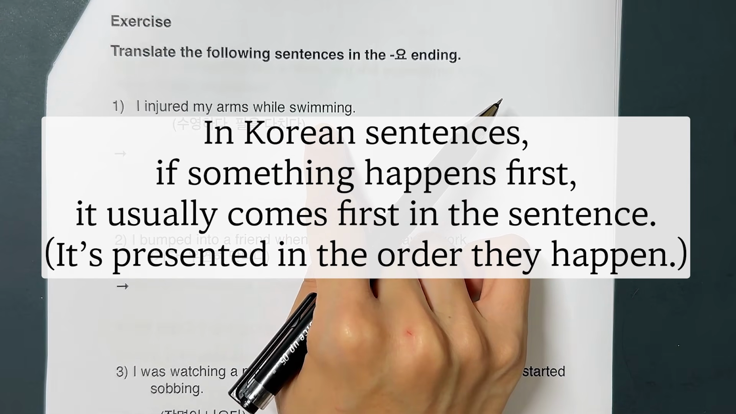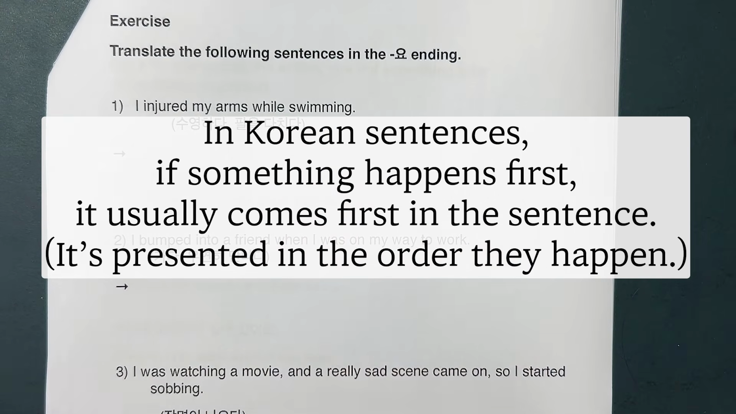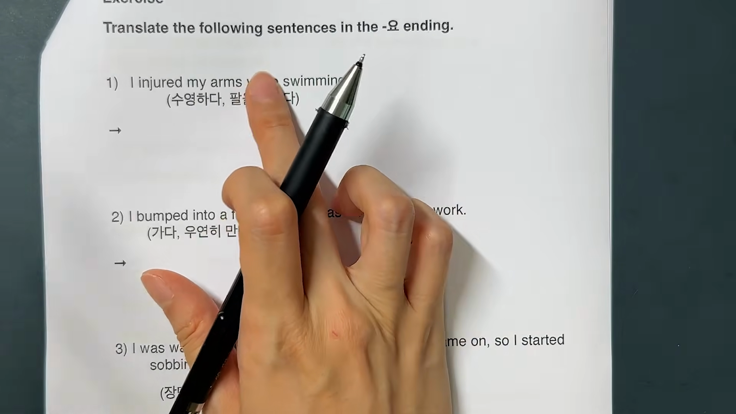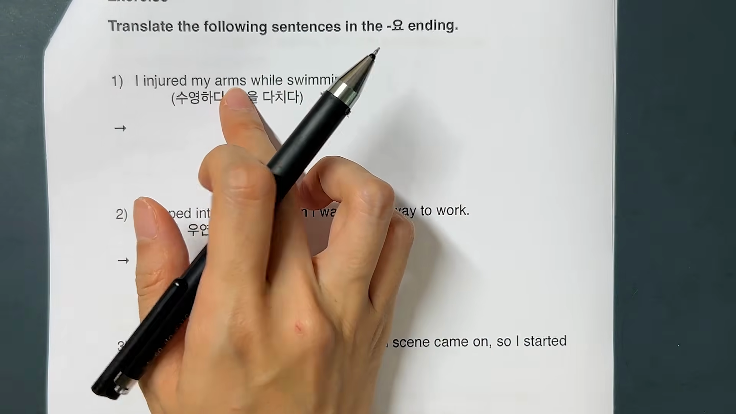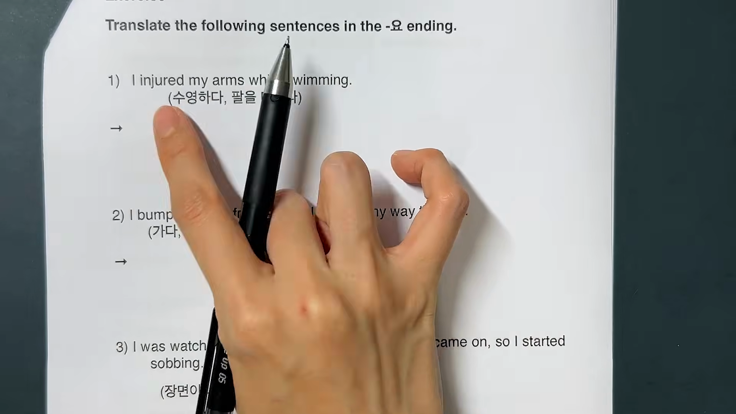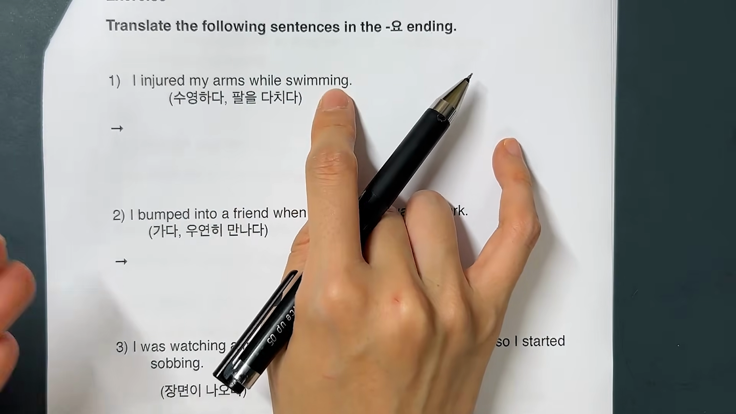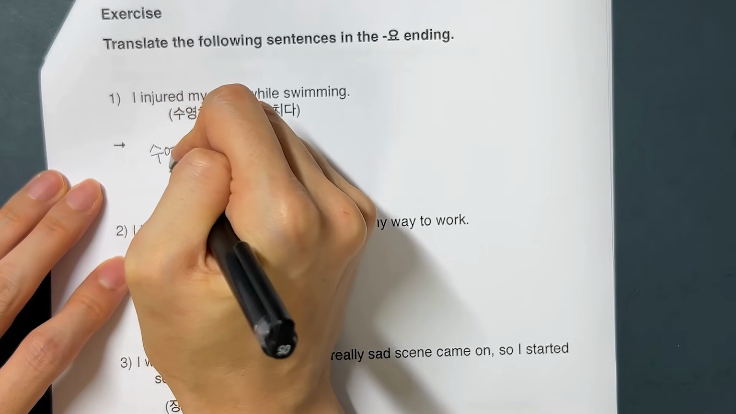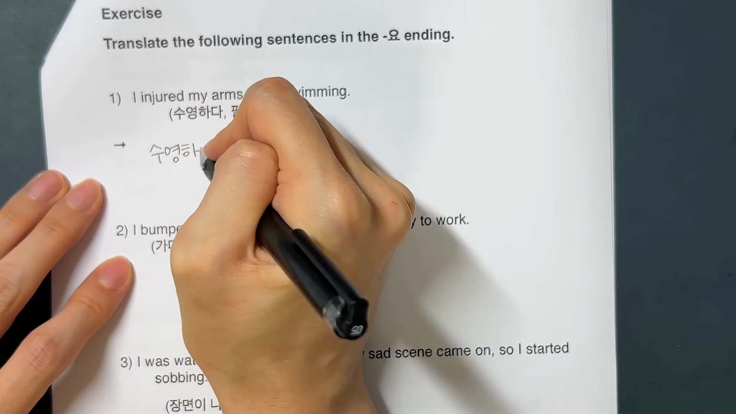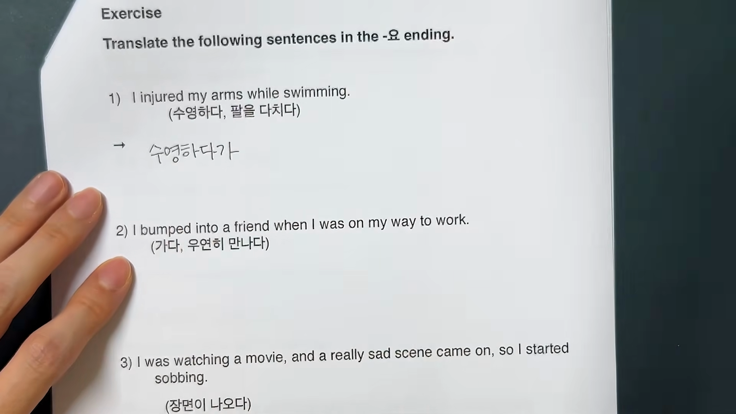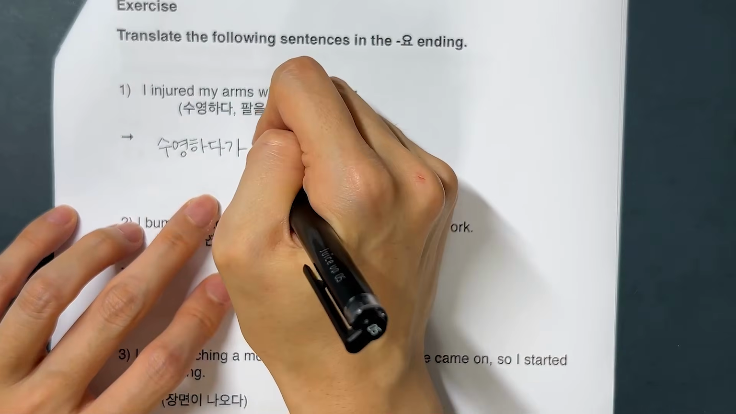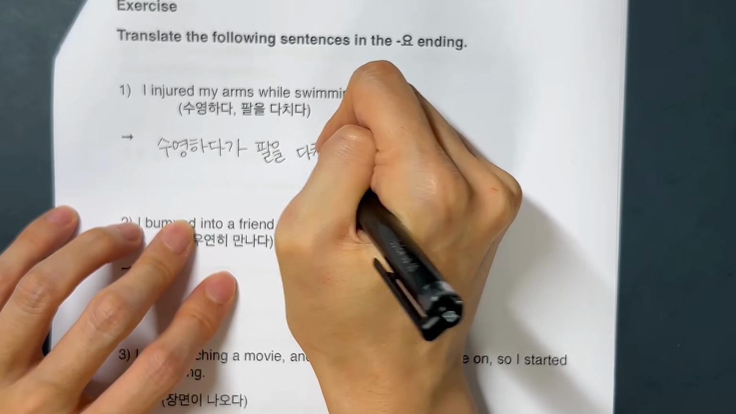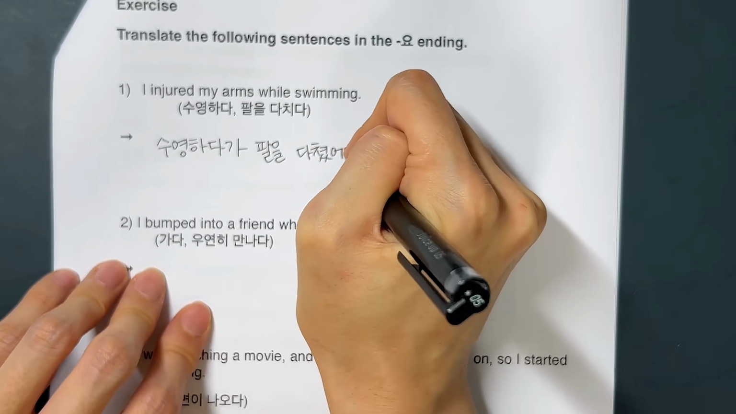So keeping this in mind will make things much simpler when you're making your own sentences. So swimming, of course, happened first because at some point while swimming, you injured your arms. Or you were swimming and you injured your arm and you had to stop swimming. So 다가 can express both. So to connect those two actions, we can use 다가: 수영하다가 while swimming, 팔을, I injured my arms. 팔을 다쳤어요. So that was pretty simple.